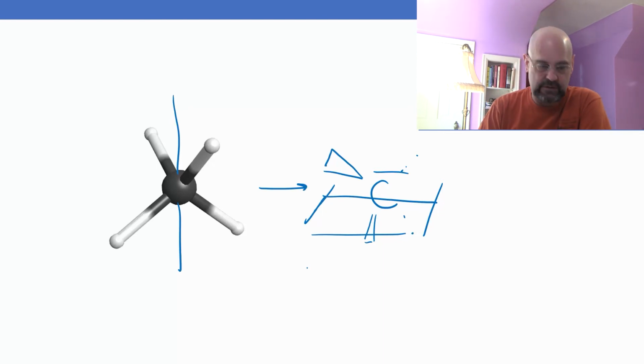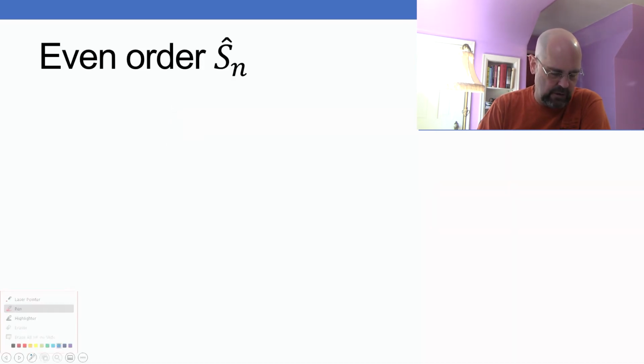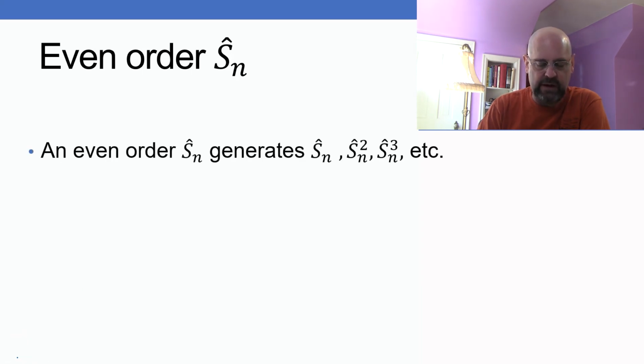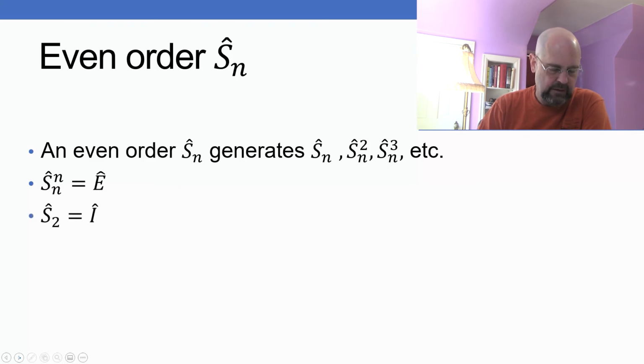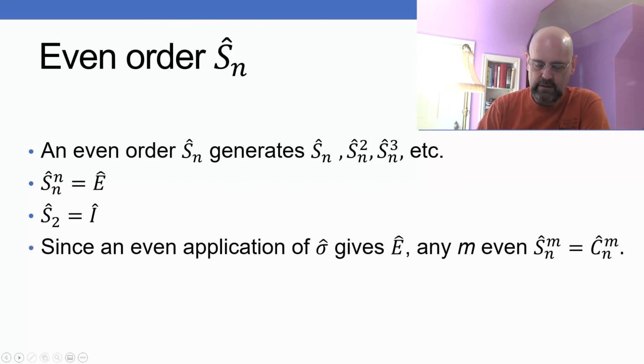Something about multiplications and different axes for improper rotation. If I have an even order S, it will generate the original one, and then 2, 3, 4, etc. If I take the improper rotation all the way around, as with any other element, I get E. If I have an S2 element, that's equivalent to inversion. I'll just leave that without proof. So any even application of sigma of a plane gives E.